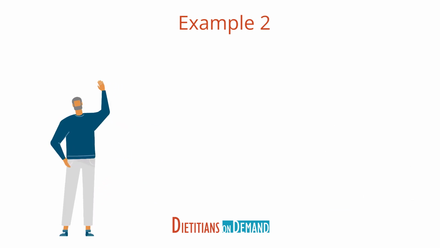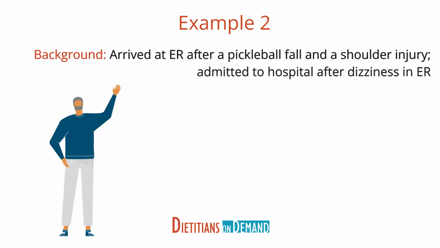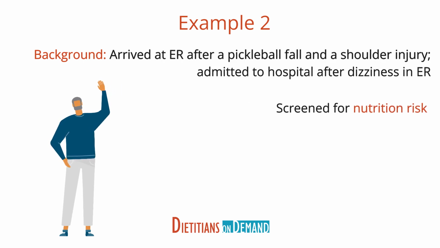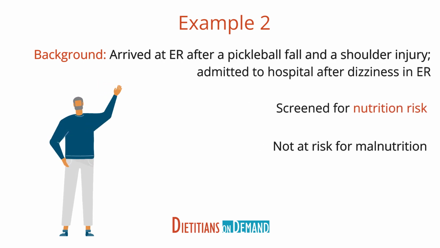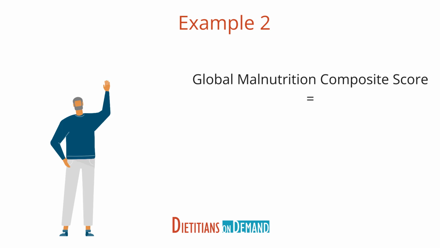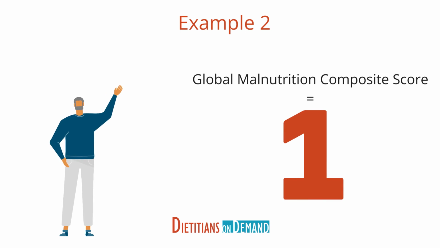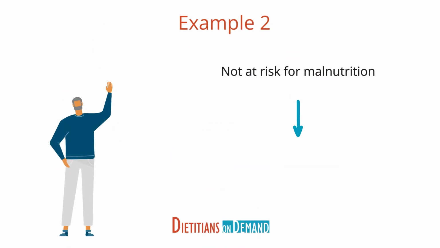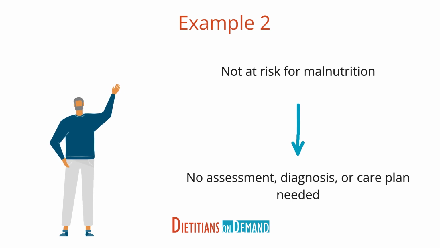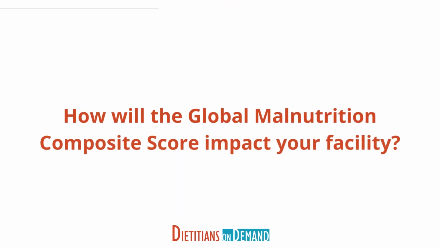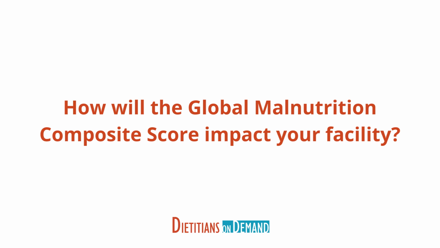Let's look at another scenario. Our second patient is an elderly gentleman who fell while playing pickleball and injured his shoulder. He is admitted to the hospital after reporting some dizziness in the ER. He is screened for nutrition risk per hospital protocol. According to the screen, he is not at risk for malnutrition. So his Global Malnutrition Composite Score journey ends here. This patient was eligible to earn 1 point, and he did so. Because the nutrition screen determined that he was not at risk for malnutrition, he didn't need an assessment, diagnosis, or care plan.